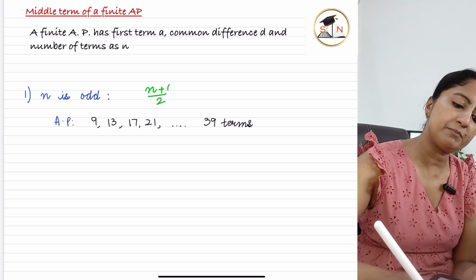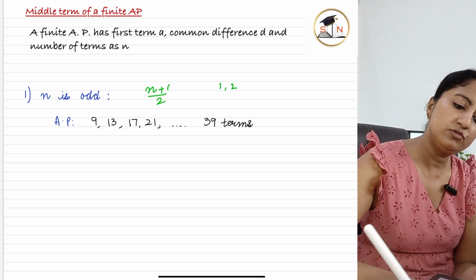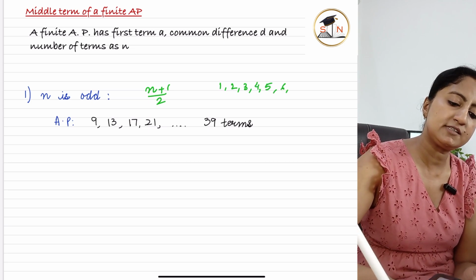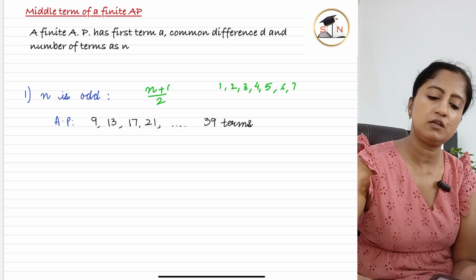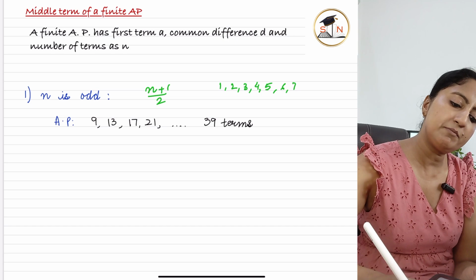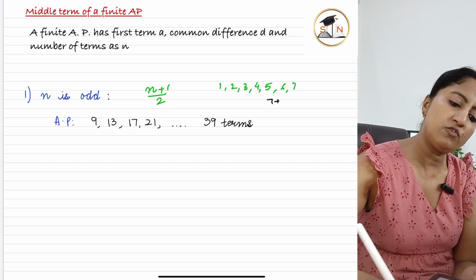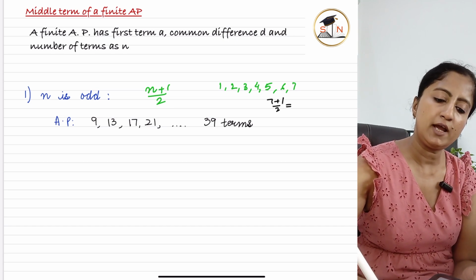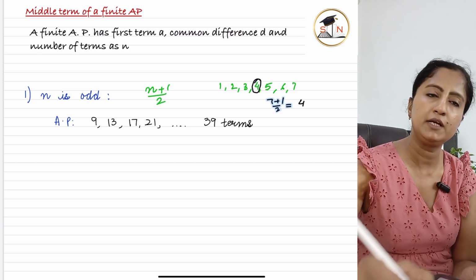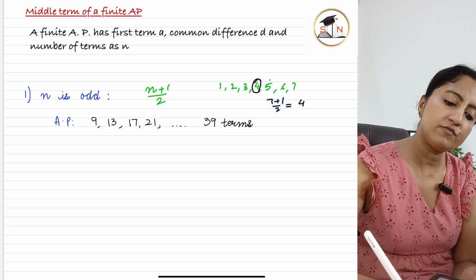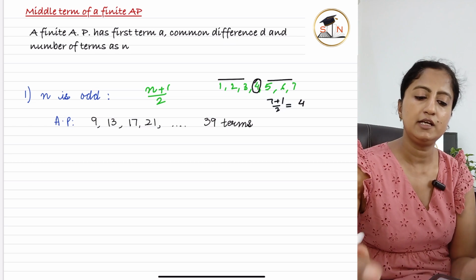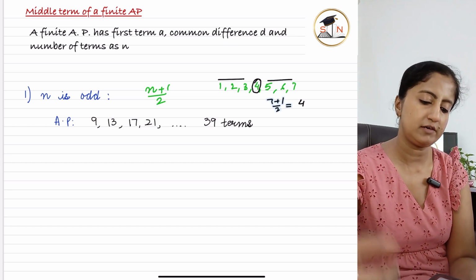I'll just take a quick example over here. 1, 2, 3, 4, 5, 6, 7. What we have here is N as 7, right? According to this, if I do 7 plus 1 over 2, that gives 8 over 2, and it becomes 4. That means the fourth term is your middle term, because you have 3 terms on this side and 3 terms on this side. So it is equally splitting it.